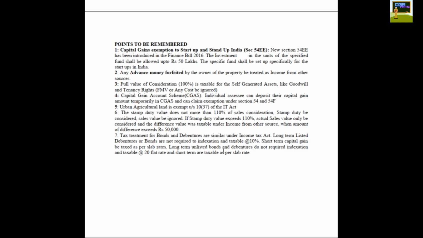Last, tax treatment for bonds and debentures is similar under the Income Tax Act. Long-term listed debentures and bonds do not require indexation and are taxable at only 10%. Short-term capital gain will be taxed as per slab rates. Long-term unlisted bonds and debentures do not require indexation and are taxable at a 20% flat rate, and short-term is taxable as per slab rate.